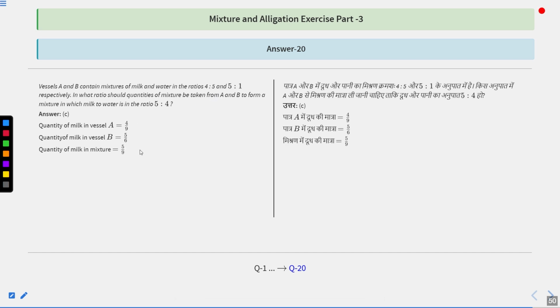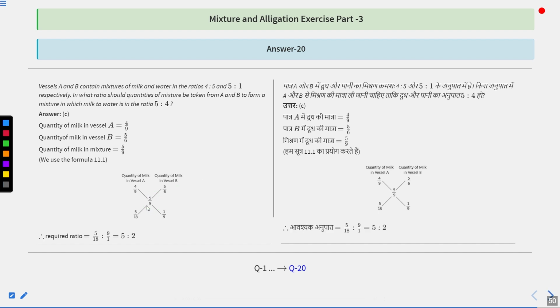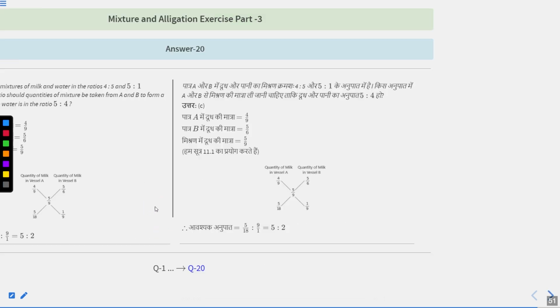Same way, the quantity of milk in the mixture: the total quantity is 5 plus 4, 9, and the ratio is 5/9. By the formula of alligation, 4/9 and 5/6 and the average is 5/9. So we get the ratio of the quantity and the ratio will become 5:2.